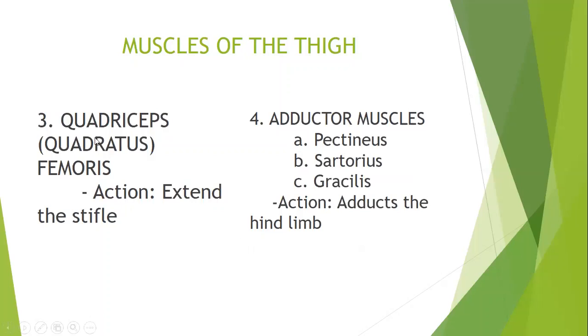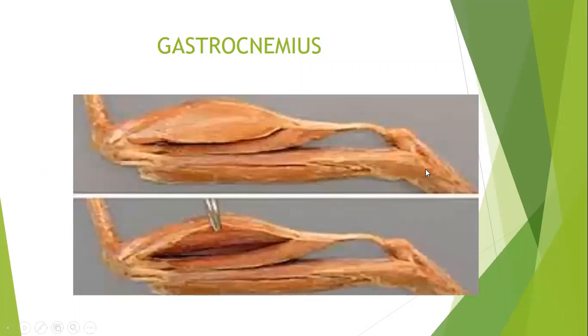And then we have the quadriceps femoris, not the quadratus femoris, because the quadratus femoris is a totally different muscle. So it's just quadriceps femoris, which extends the stifle. The muscles on your front thigh, that's the entire quadriceps femoris. We also have the adductor muscles. In our language, these are the muscles found on your singit. These are the pectineus, sartorius, and the gracilis. And then we have the gastrocnemius. So this is the gastrocnemius.